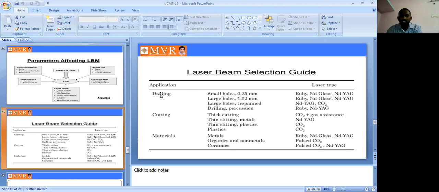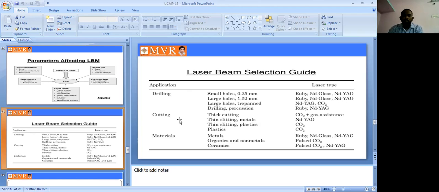See here. First one is drilling small holes, 0.25 mm. We can use laser types Ruby, Nd glass, Nd:YAG. Next one is large holes, 1.52 mm. We can use Ruby, Nd glass, Nd:YAG. Large holes, trepanned: again Nd:YAG, CO2 laser types can be used. Drilling with precision: we can use Ruby, Nd:YAG. So in this drilling operation, based on the diameter, we can choose this kind of laser glass and type.